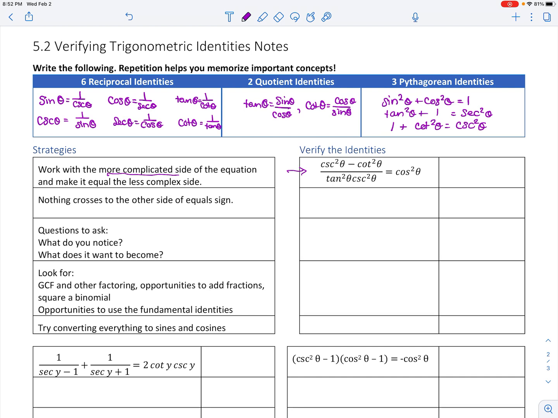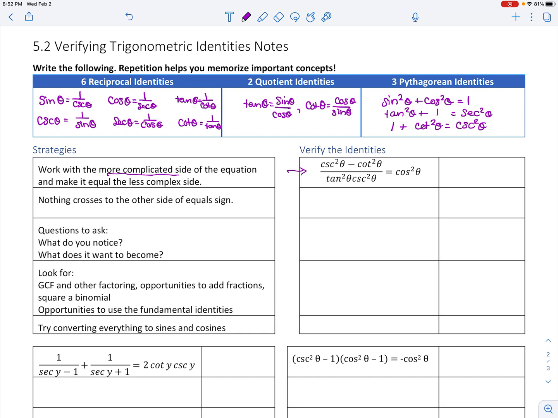And then look for things like greatest common factor or other factoring opportunities, ways to add fractions, getting a common denominator, squaring binomials, using your fundamental identities. And if you get to a point where you don't know what to do, when all else fails, try converting everything to sines and cosines. So we have lots of possibilities here. Let's start by asking ourselves, what do we notice?